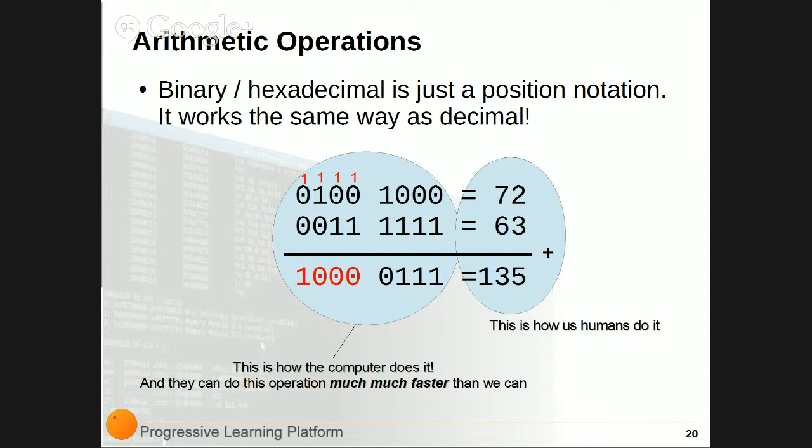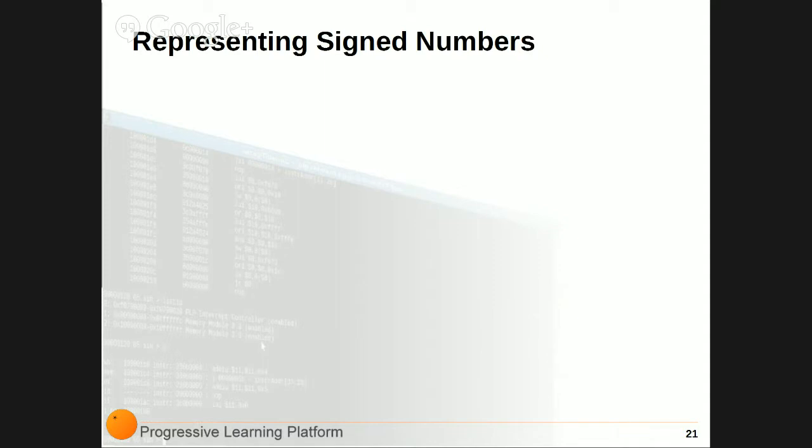So we've been talking about unsigned integers. How do computers deal with signed numbers? You know what it is? Changing the first bit to represent the sign. No, that's not too complicated.